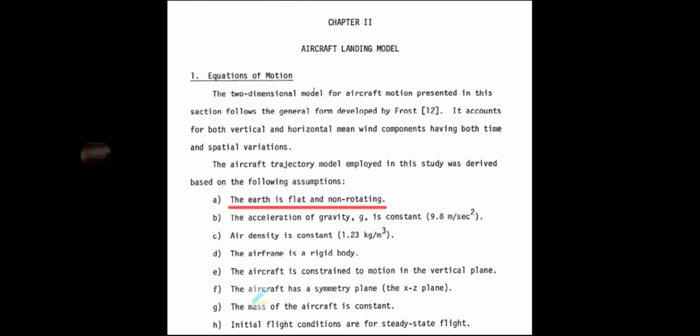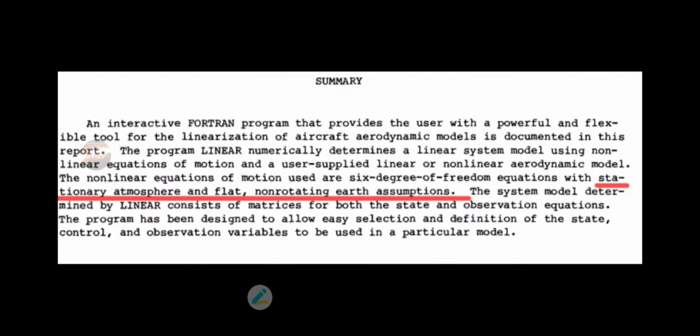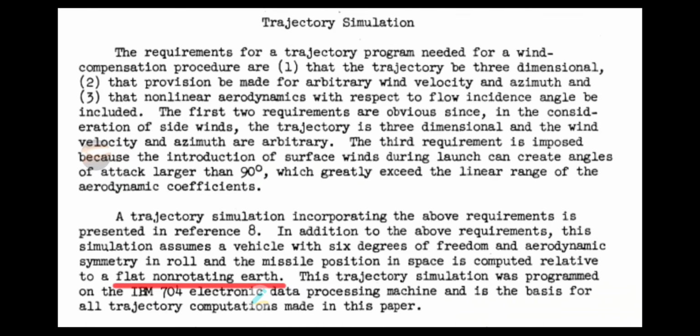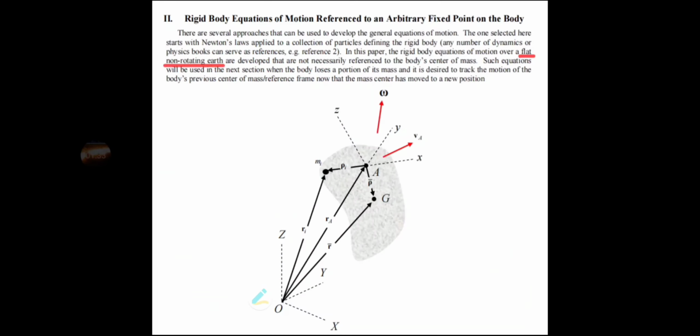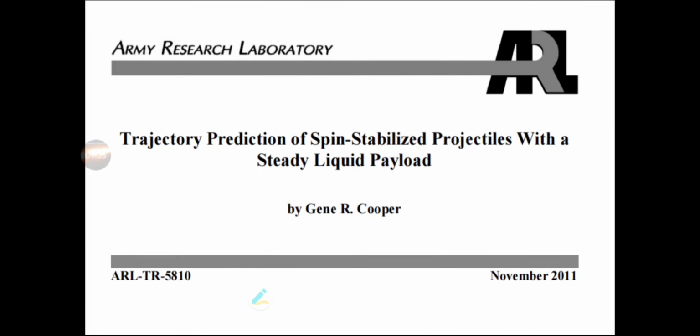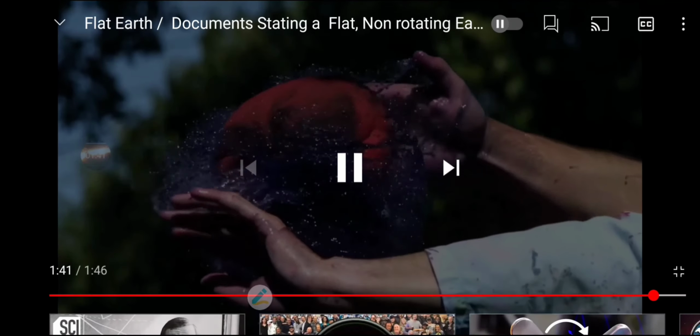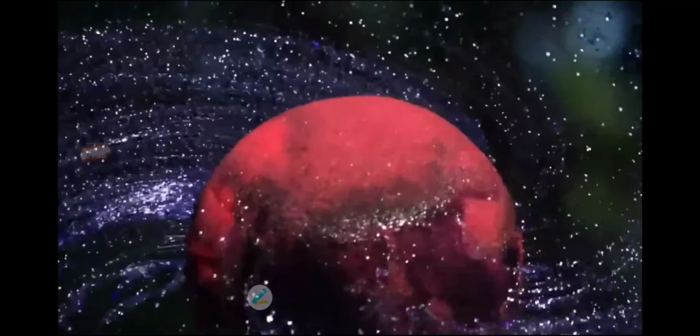NASA Contractor Report, assumption based on the Earth is flat and non-rotating. NASA Technical Memo, flat, non-rotating Earth. NASA Technical Paper, stationary atmosphere and flat, non-rotating Earth assumptions. NASA Technical Note, flat, non-rotating Earth. NASA Langley Research Center, flat, non-rotating Earth. Army Research Laboratory, these equations assume a flat Earth. Even the Soviets made their assumptions based on a flat Earth. If the Earth were a ball and rotated at 1,000 miles per hour, you obviously would not see the repeated engineering assumptions that the Earth is flat and stationary.